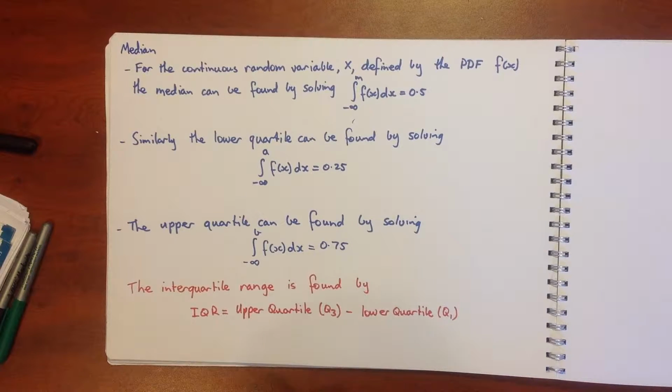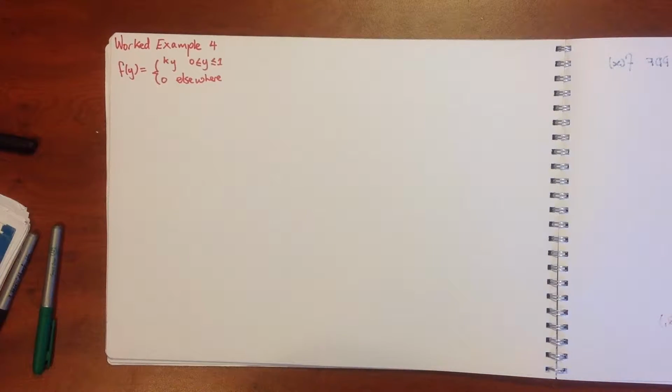Basically, if you're asked to find the value of any quartile, so it could be the 80th percentile, then you just set equal to 0.8 instead of 0.75, and then solve for some upper value. So we'll have a look at some worked examples on this stuff.